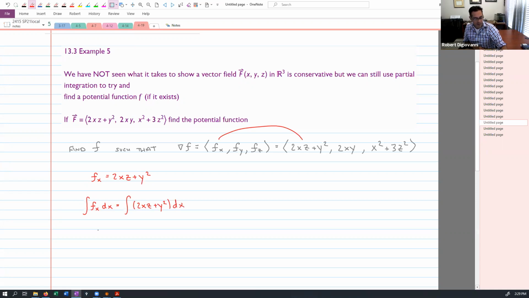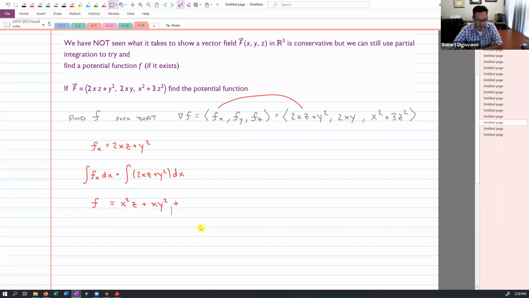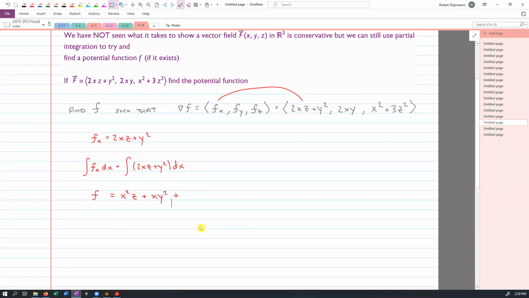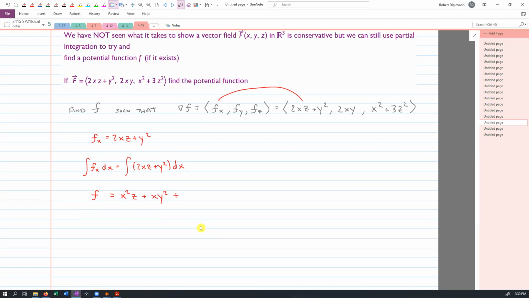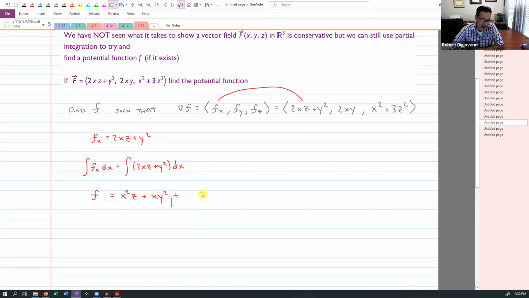Okay, now on the left side, we get little f, which is great. On the right side, we integrate with respect to x, we get x squared z plus xy squared plus, and now the drum roll. Let me. Okay, go ahead, Daniel. A function of integration in respects to y and z. Both, right? Yes. So we could have a constant here.